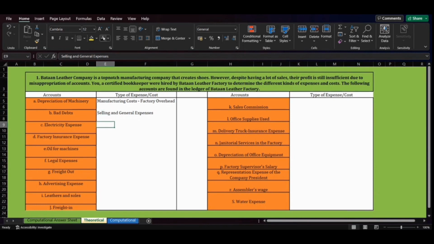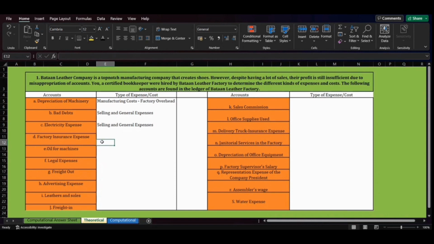Next is electricity expense. In this example, the electricity expense is considered as selling and general expenses. But we must also consider the fact that electricity is also part of the utilities used in the factory. So in our example, it is also considered as part of factory expenses if it is specified that it is part of the factory expenses. Generally, it is considered as selling and general expenses.